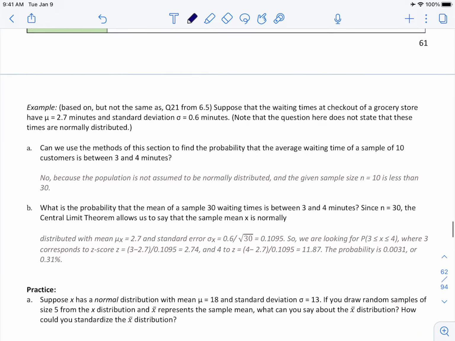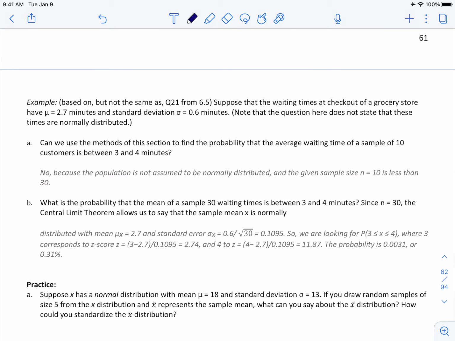So here's an example that's similar. Suppose that the waiting times at a checkout of a grocery store have a mean of 2.7 minutes and a standard deviation sigma of 0.6 minutes, okay? It doesn't say that they're normally distributed. So it says, can we use the methods of this section to find the probability that the average waiting time of a sample of 10 customers is between 3 and 4 minutes?